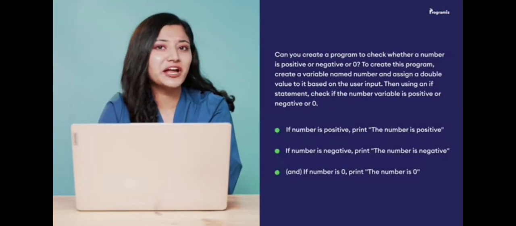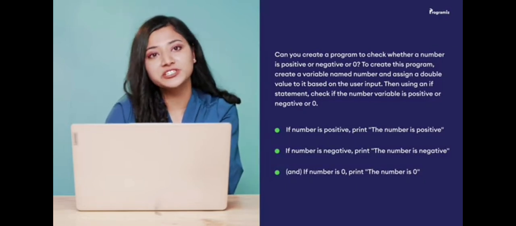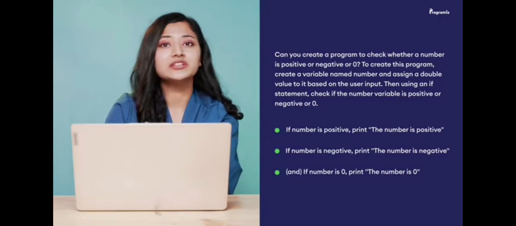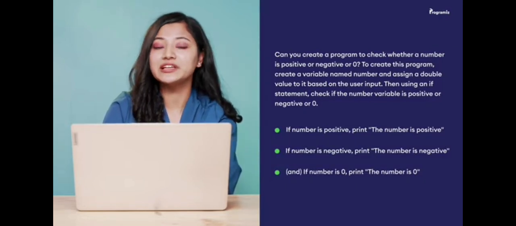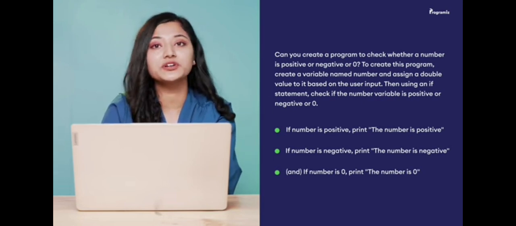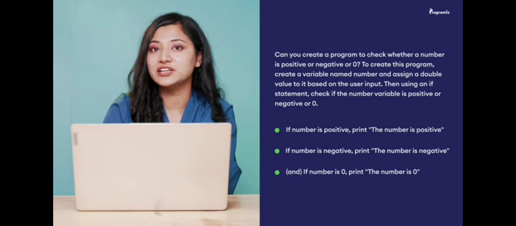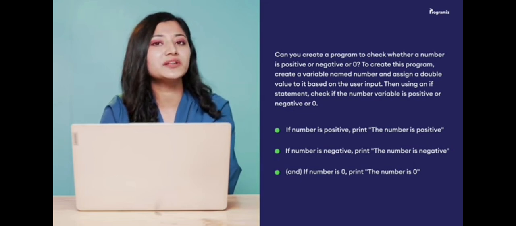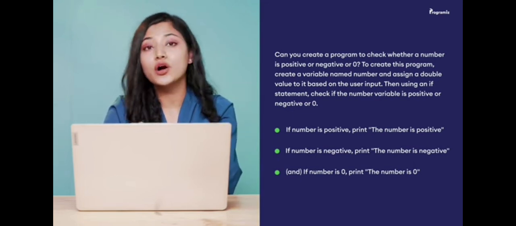We have covered a lot in this video. It's time for you to practice what we have learned. Here is one programming challenge for you to solve. Can you create a program to check whether a number is positive, negative or 0? To create this program, create a variable named number and assign a double value to it based on the user input. Then using an if statement, check if the number variable is positive, negative or 0.